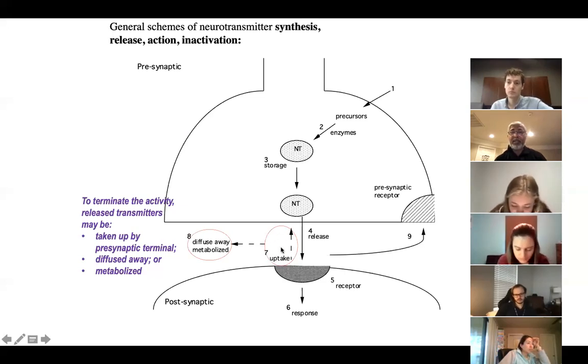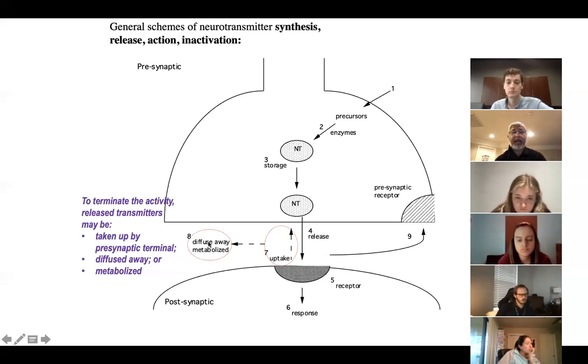The neurotransmitters that were released, some of them will be taken back into the presynaptic membrane, which means you are removing the neurotransmitter from the area so that it will not work anymore. So the action of the neurotransmitter will be stopped by taking some of the neurotransmitter back into the presynaptic terminal. We call this reuptake, uptake by the presynaptic membrane.